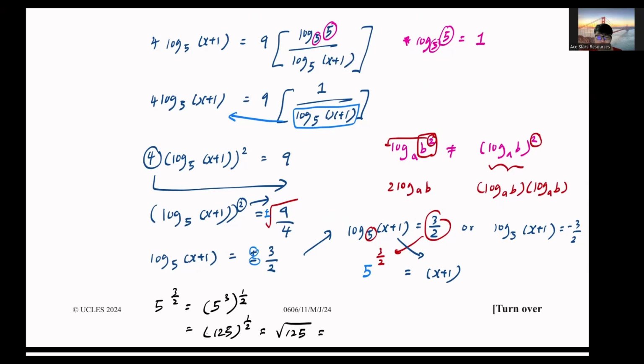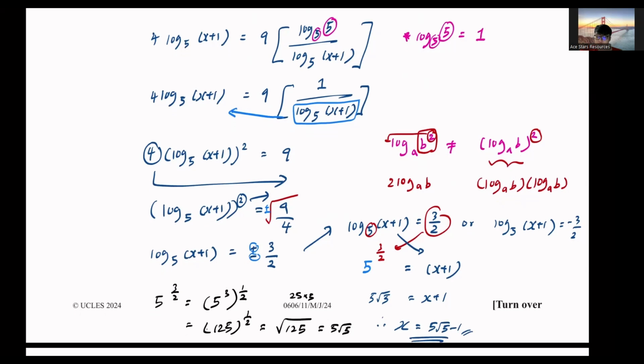So that would be 25 times 5, so 5 root 5. That is the simplified version, right? 5 root 5 equals x plus 1. Therefore, x is equal to 5 root 5 minus 1. First answer. Second one.